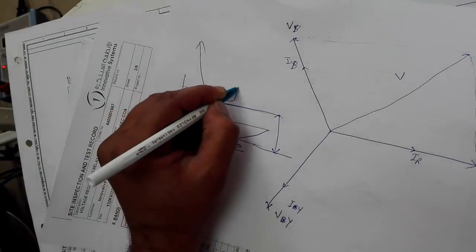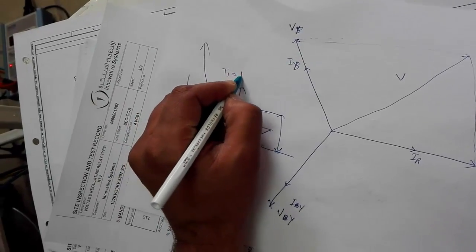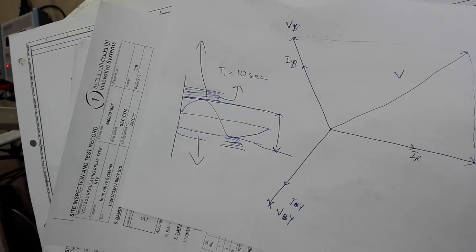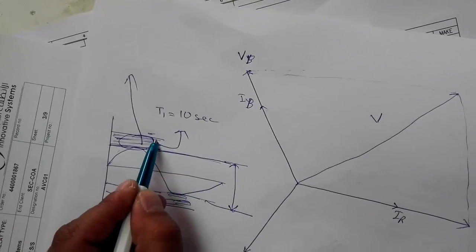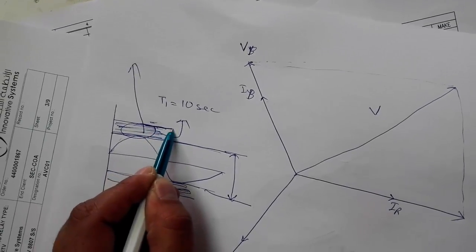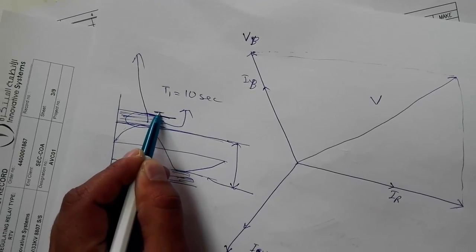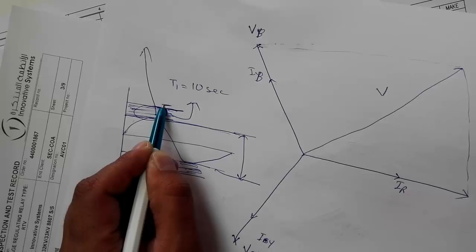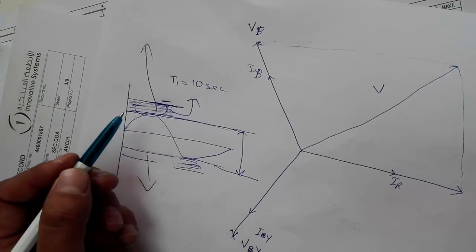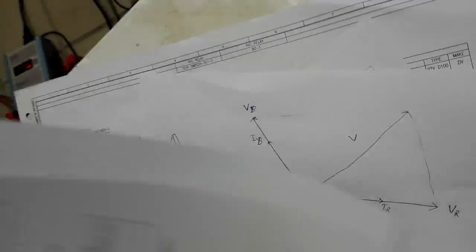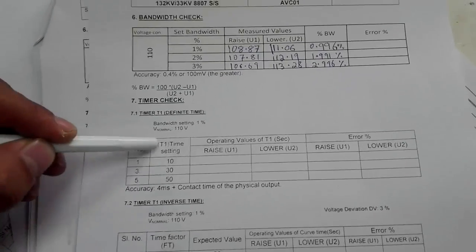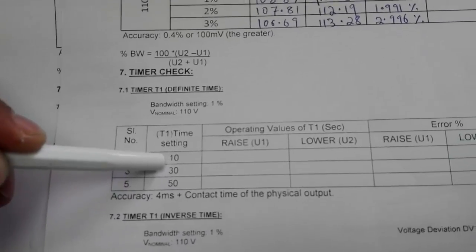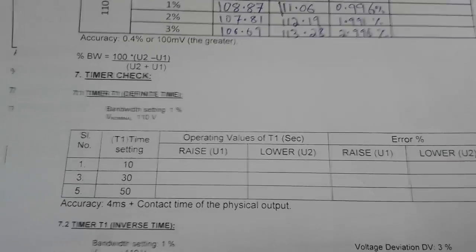Now we will make T1 take action, for example, after 10 seconds. If you are in this range, take action after 10 seconds. By making the arrangement for 1%, if it comes to this level, it will take action for lowering the tap. So the timing test is all about this. First we will set the time T1, 10 seconds for the raise or lower command. So we have the arrangement like this.